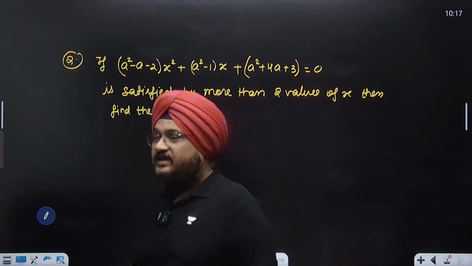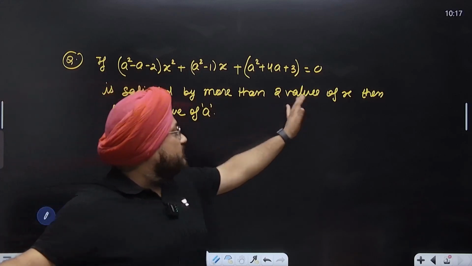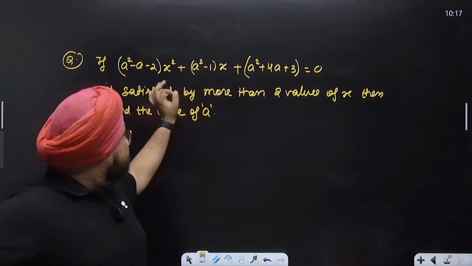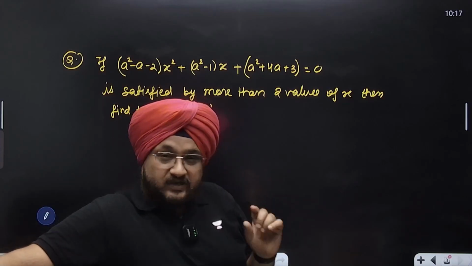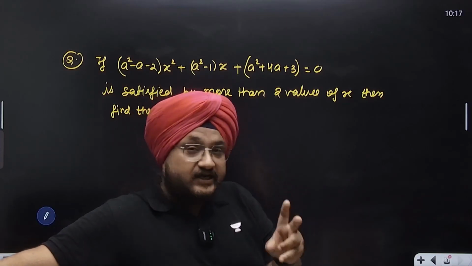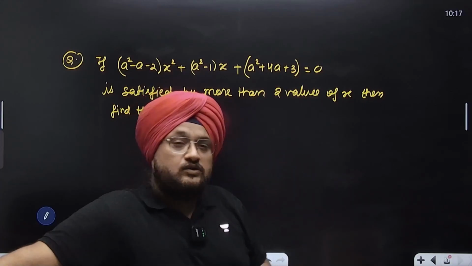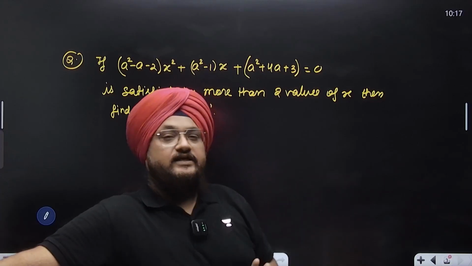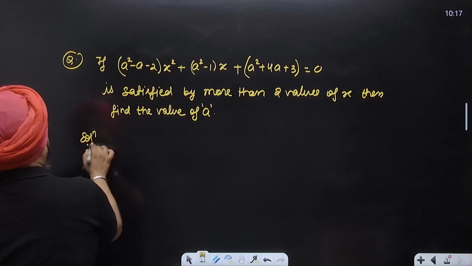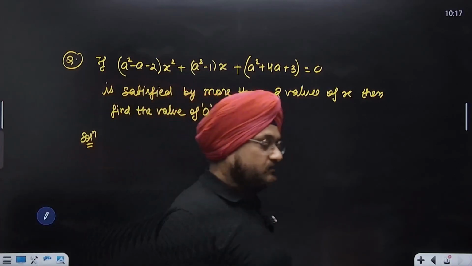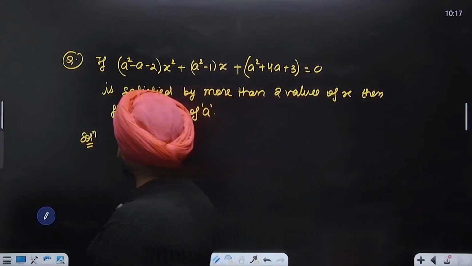So we are given that this equation is satisfied by more than 2 values of x. So it is a quadratic in x. A quadratic in x will have exactly 2 roots. Now it is saying that it is satisfied by more than 2 values, so it will be an identity, and the condition for identity is the coefficients of x square, x and the constant coefficient all are 0.